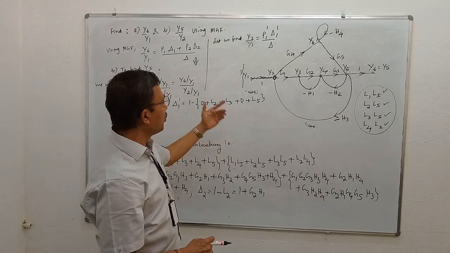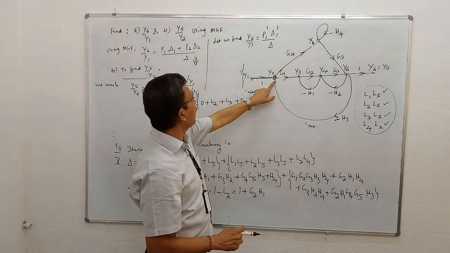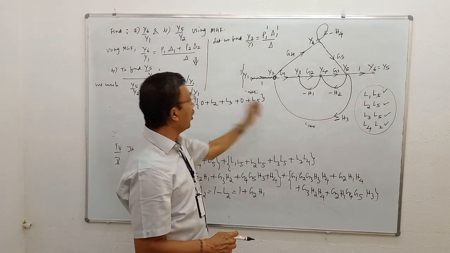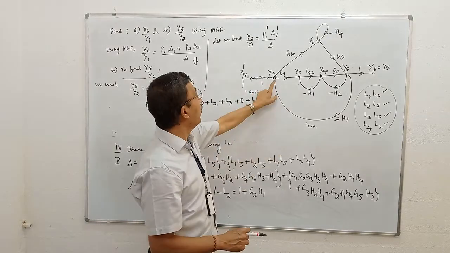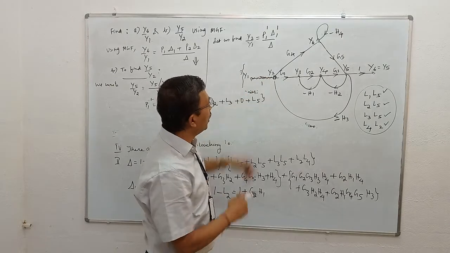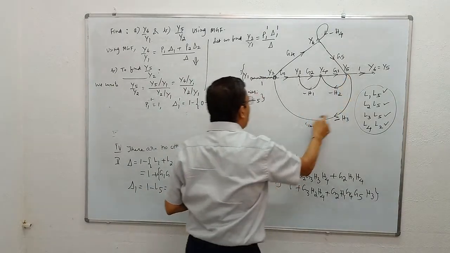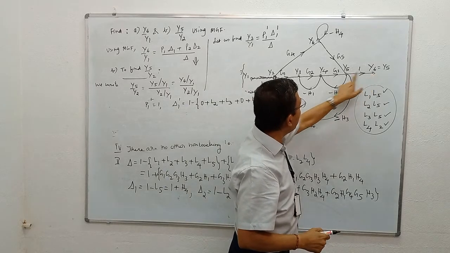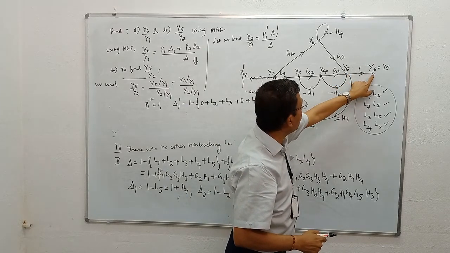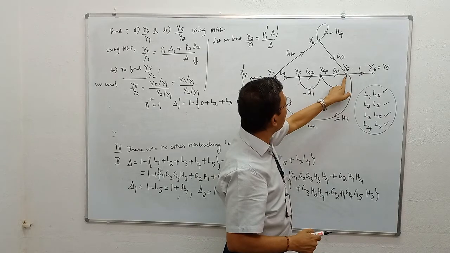The biggest mistake students make in the examination is taking y2 equal to y1 into 1. That is wrong, because y2 is equal to the sum of the signals entering y2. So y1 into 1 plus y5 into minus x3 has to be y2. Whereas here y6 is y5 only, because at y6 only one signal is entering, which is nothing but y5 into 1.